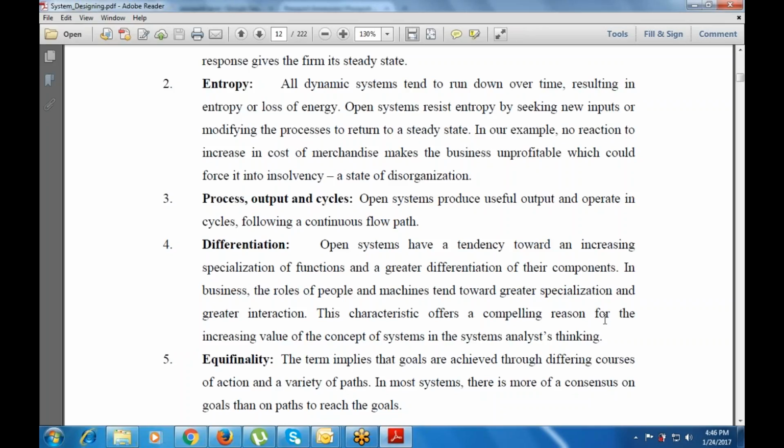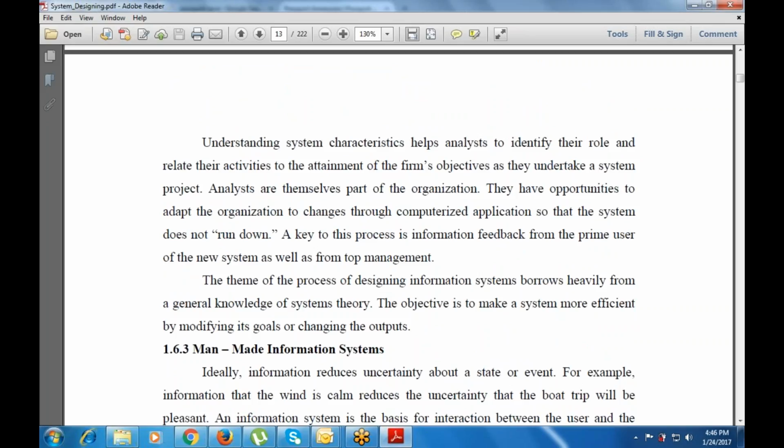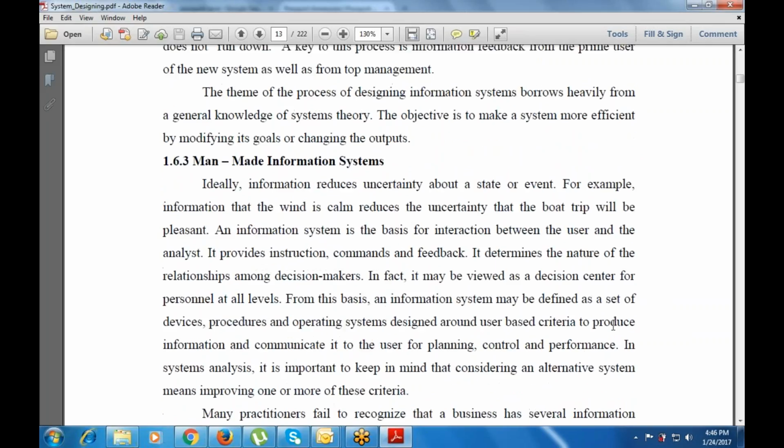Then equifinality, which means goals are achieved through different courses of action and a variety of methods. In most systems, there is more consciousness of the goals than of the path to reach them. Understanding the system characteristics also helps identify the goals, the roles, and the activities undertaken to achieve the target. A system can be made more efficient by modifying its goals or changing its inputs.